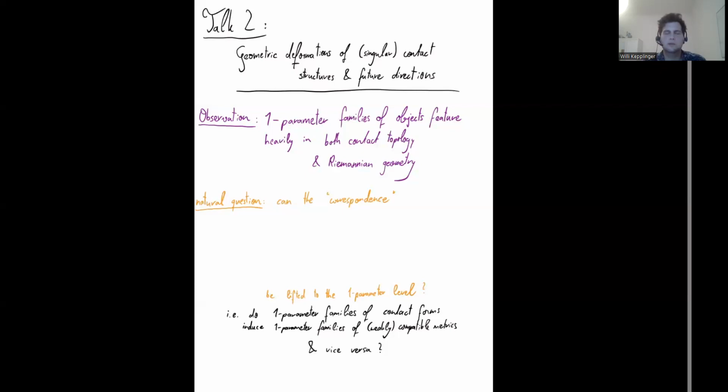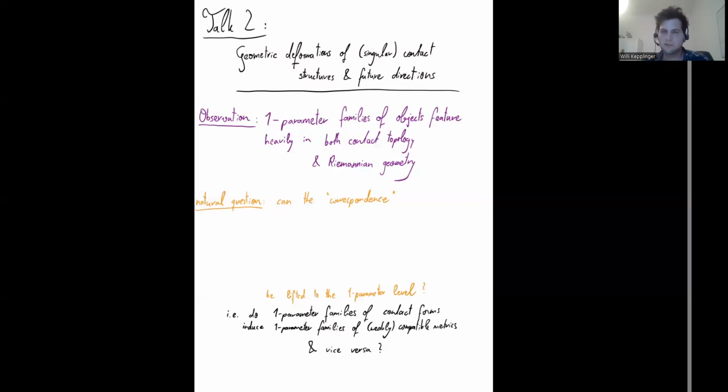It's also true that one parameter families of Riemannian metrics are quite important in the study of Riemannian geometry. If you think about, say, a Ricci flow, you start out with a metric and find a good way of generating a one parameter family. While it's absolutely not true that the initial metric and the end product are related in any strong way, it's certainly important to study. One parameter families feature heavily in this theory.